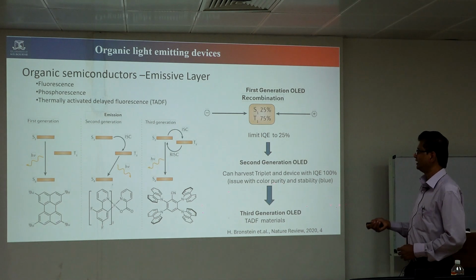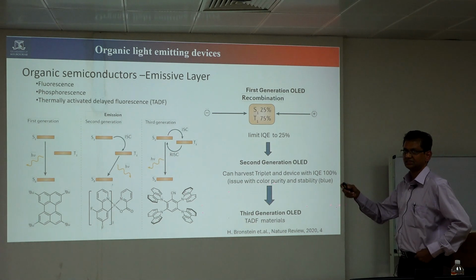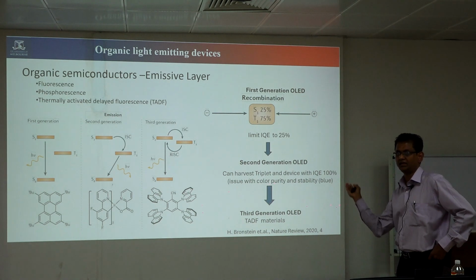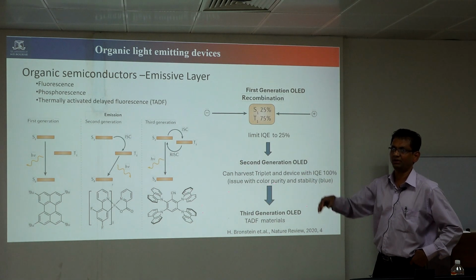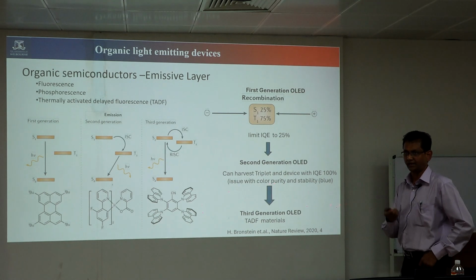Okay, so as I said, a minimum of 75% is going to the phosphorescence. Again, it will go back to the fluorescence and will emit. We will get 100% theoretical efficiency.